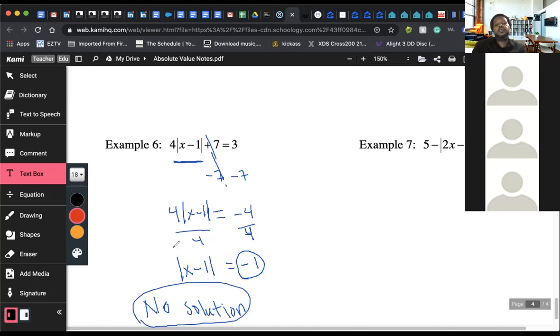So example 6, there is no solution. Why? Because your absolute value is equal to -1. Whenever your absolute value is equal to a negative, there is no solution.